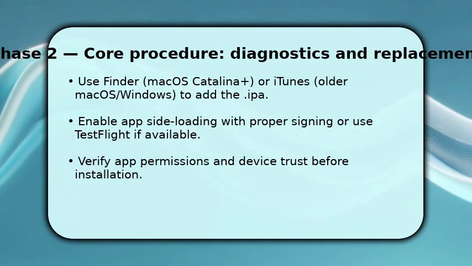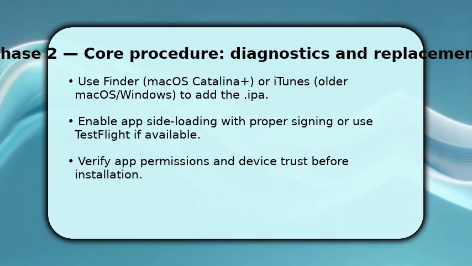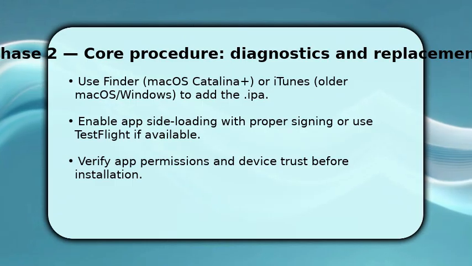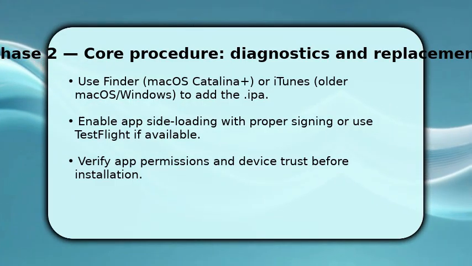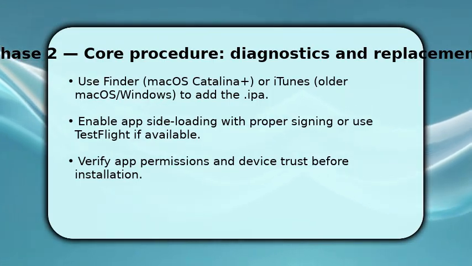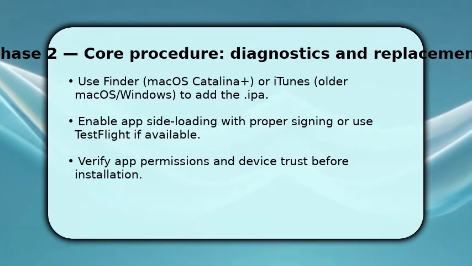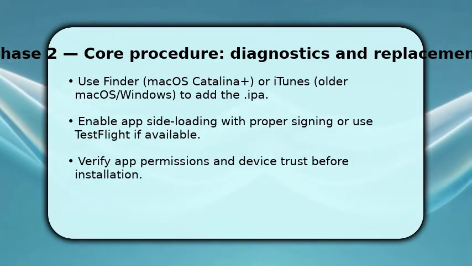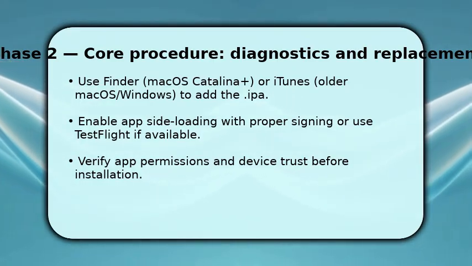Make sure the IPA is properly signed with the same Apple ID or enterprise certificate because unsigned packages will fail. If the app developer provides a TestFlight archive of the prior version, use that path instead. It's simpler and signed. After loading, check permissions and trust the device profile so the app runs.